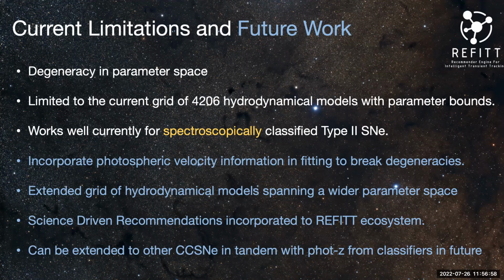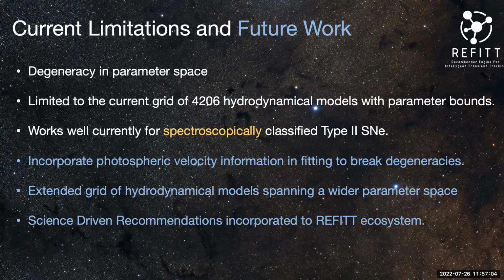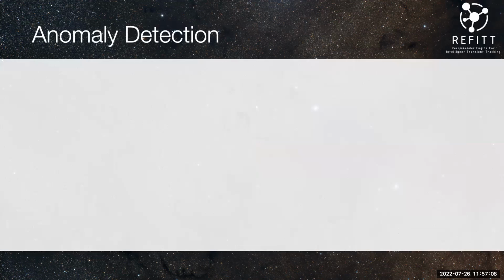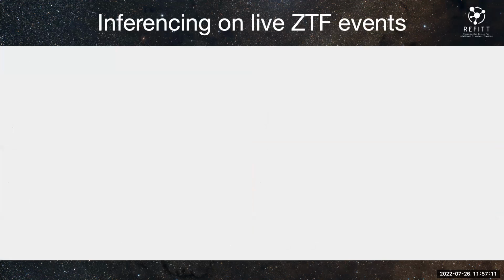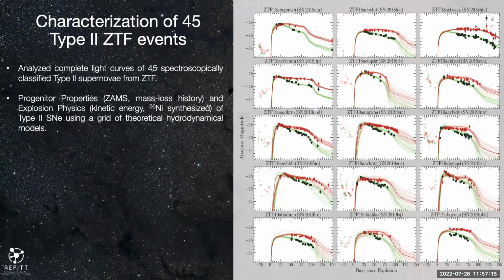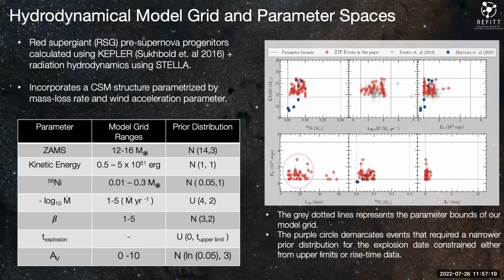Yeah, hello. It was a very nice talk. I wanted to ask, in your slide on the hydrodynamical model grid and parameter space, you have defined some priors as uniform and some priors as normal. Can you shed more light on how you choose the priors to be uniform or Gaussian? Do you have any ideas beforehand?